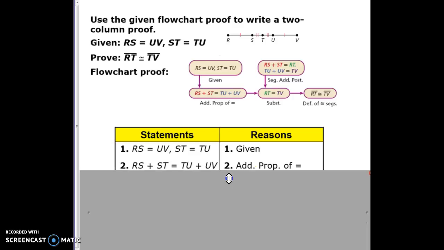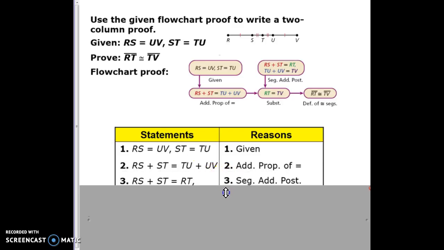And again, what you're seeing is RS, ST, TU, UV, these are not segments. It's the length of a segment, right? When you just see the letters without any arrow or line or segment above it, then you're talking about the length. So the length of RS is equal to UV. The length of ST is equal to TU. If I add what I add to one side, I can also add to the other.